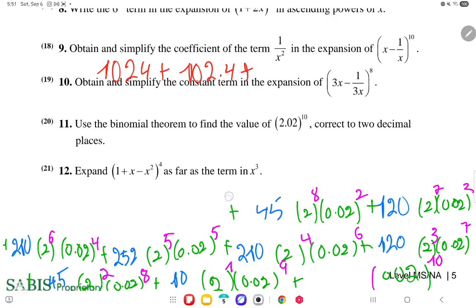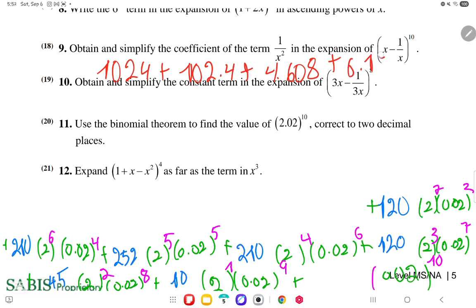Plus now, 45 times 2 to the power of 8 times 0.02 to the power of 2. What will you get? You will get 4.608. Okay, we finished from this one. We move on to the next one. So it's gonna be 120 times 2 to the power of 7 times 0.02 to the power of 3, and we'll get an answer of 0.12288. So we finished from this one. We can erase it.